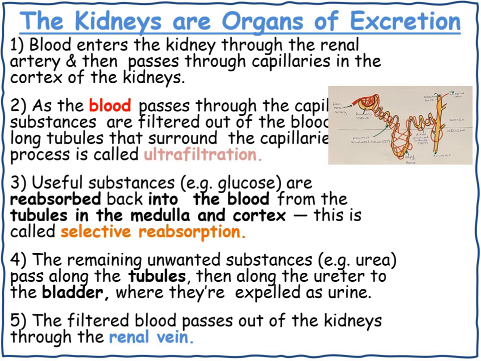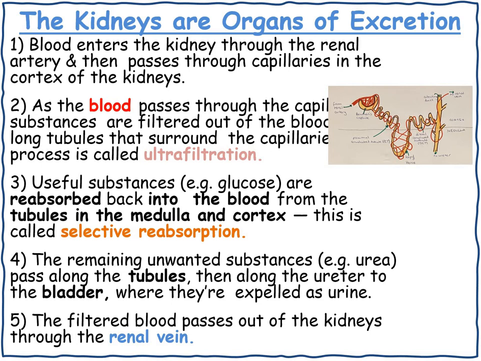Blood enters the kidney through the renal artery and then passes through capillaries in the cortex of the kidney. As the blood passes through the capillaries, substances are filtered out of the blood into long tubules that surround the capillaries, and this process is called ultrafiltration. Useful substances like glucose are reabsorbed back into the blood from the tubules in the medulla and the cortex, and this is known as selective reabsorption.